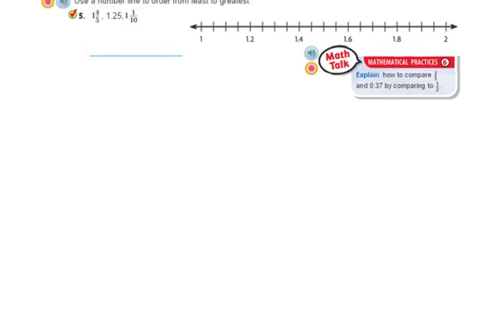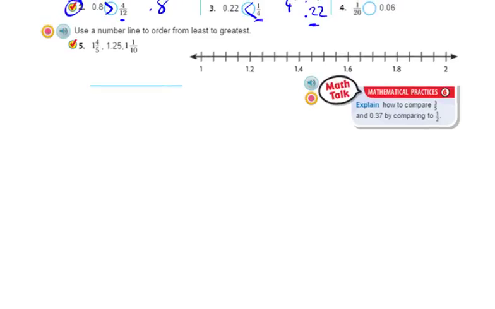There we go. All right, so use a number line to order from least to greatest. So we can use a number line to help us organize decimal points from least to greatest. So I notice when I'm looking at question 5 here, I have a mixed number, a fraction form, and then I have a decimal and another mixed number.